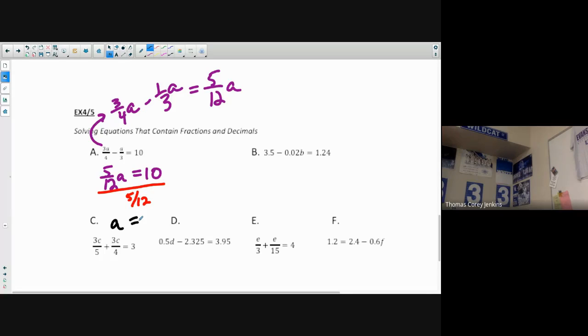What do we get when we do 10 divided by 5/12? Madison, what do we get? I know you have it. It is 24. All right. What's Mr. Jenkins' favorite number? Anybody know? 24. That's right. Very good. Love those 24 answer problems.